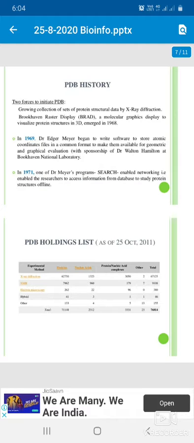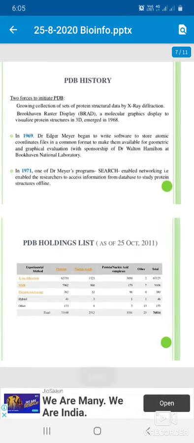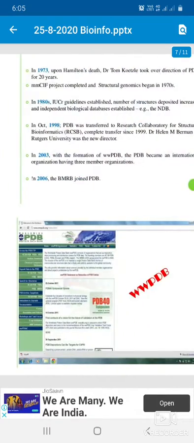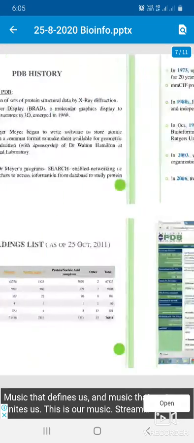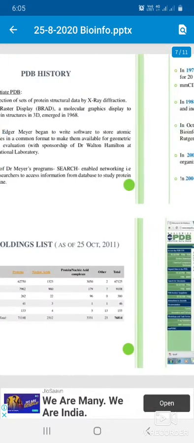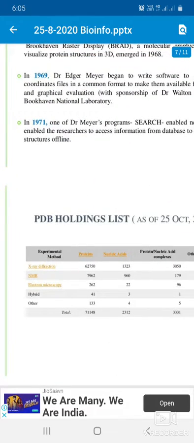In 1971 also, Dr. Meyer's program for searching enabled networking and enabled researchers to access the information to study protein structures. Okay, this is the brief history, and it holds data up to 2006 onwards. These are the protein data bank holdings list.